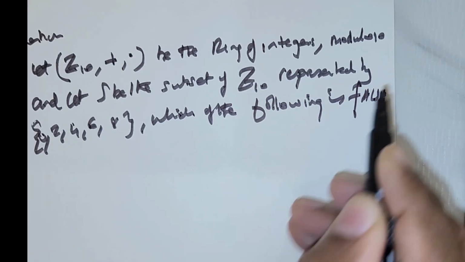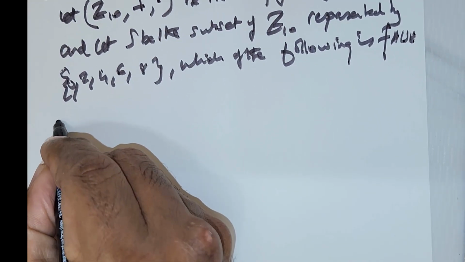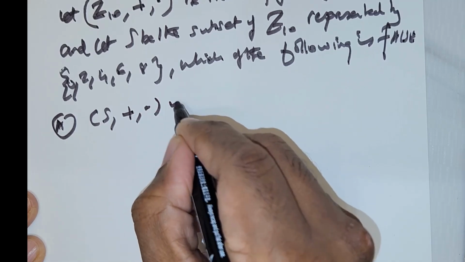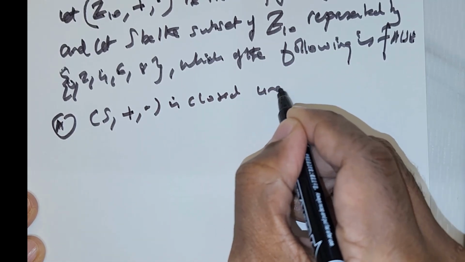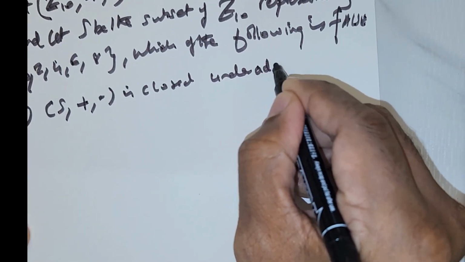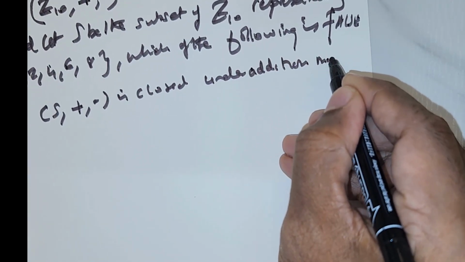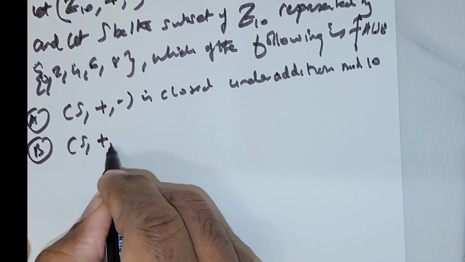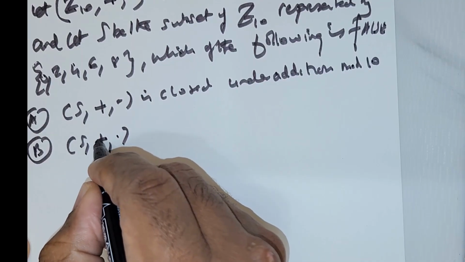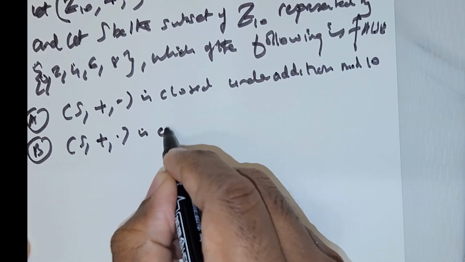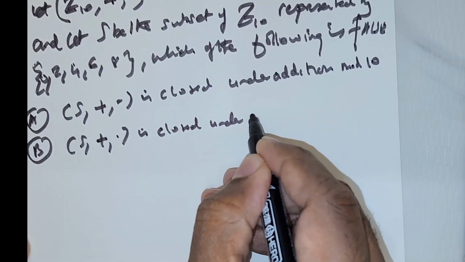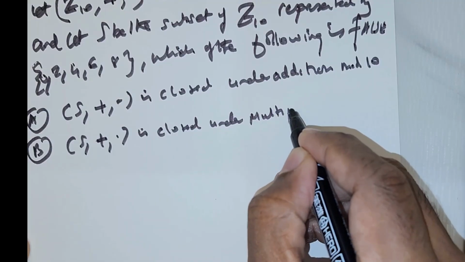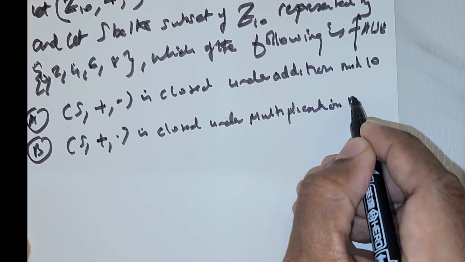So we will have to find that out. So A, S under addition and dot is closed under addition modulo 10. B, S under addition and dot is closed under multiplication mod 10.